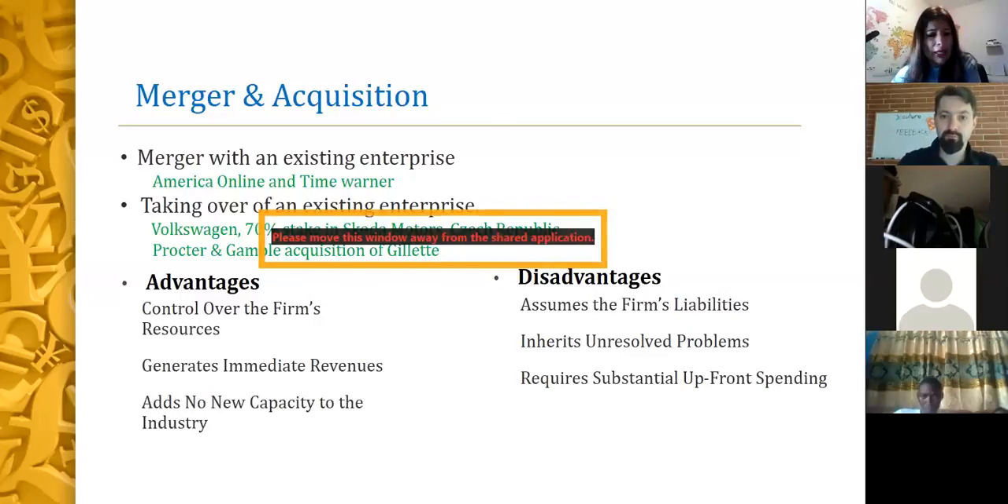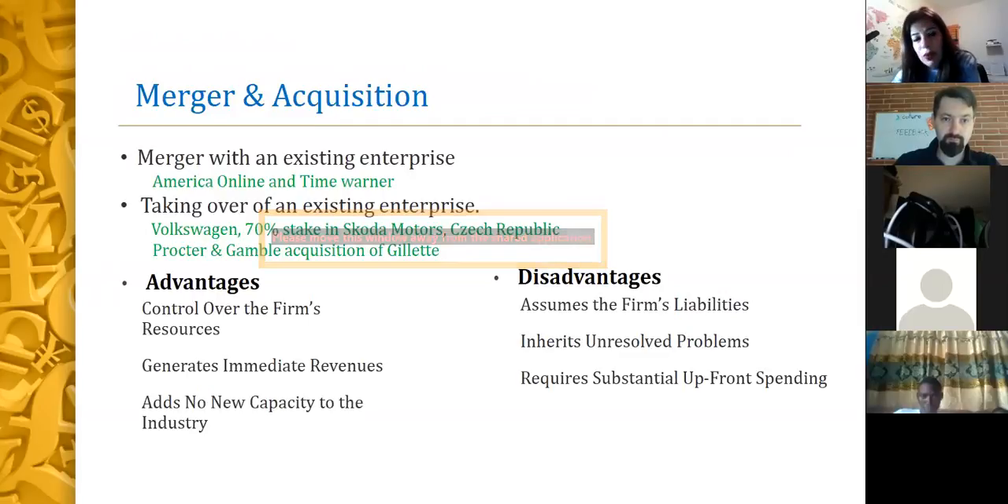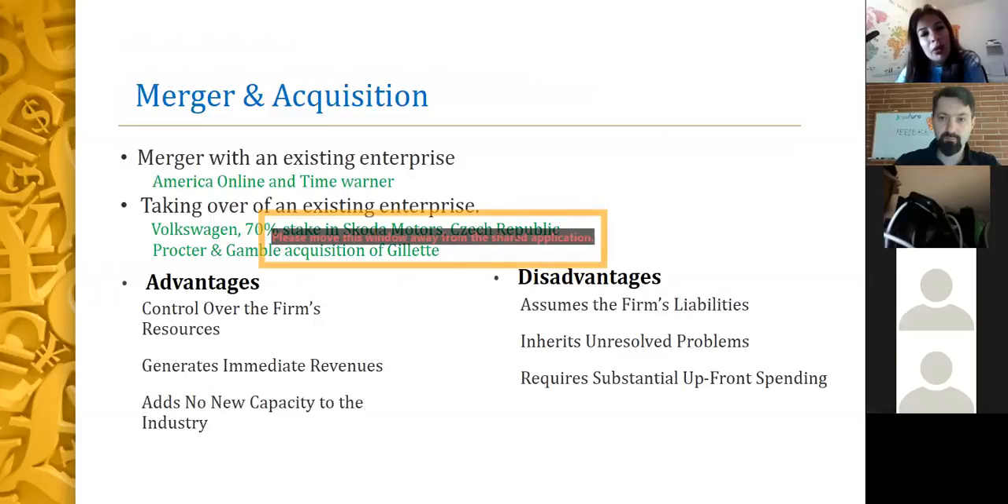Advantages: very quick access to resources. It adds new capacity to your business without having to undergo the wait time for a subsidiary. And the disadvantages are that not only are you acquiring the assets of the new firm, but you're also acquiring their liabilities. There could be inherent problems, which many times you are unable to resolve. And of course, mergers and acquisitions require a lot of capital.